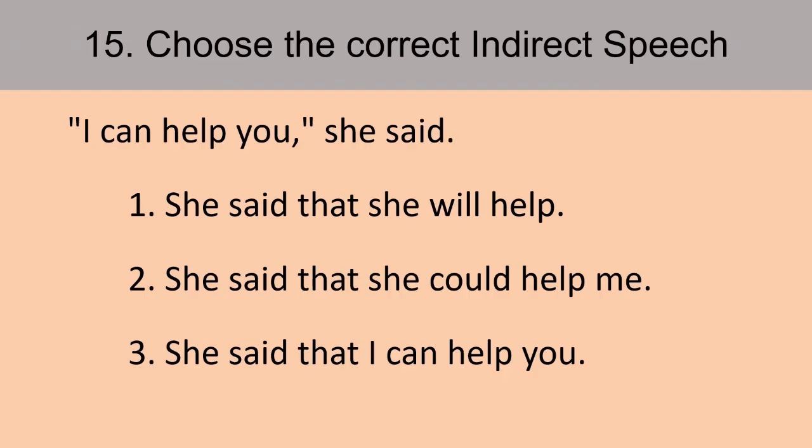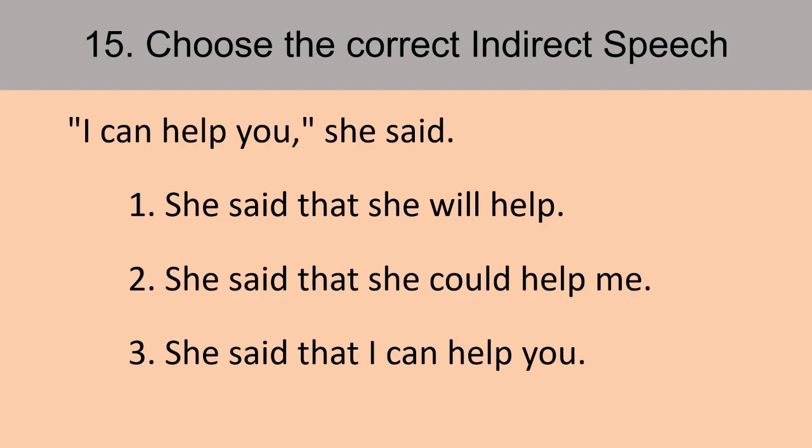In question number 15, which is our last question, we have a sentence in direct speech. You can see the inverted commas. You have to change it into the correct indirect speech form. 3 forms are given, of which 2 are not correct. Only 1 is correct. The sentence is, "I can help you," she said. This is the direct speech sentence. Now, indirect speech: she said that she will help. She said that she could help me. She said that I can help you. These are the 3 sentences.